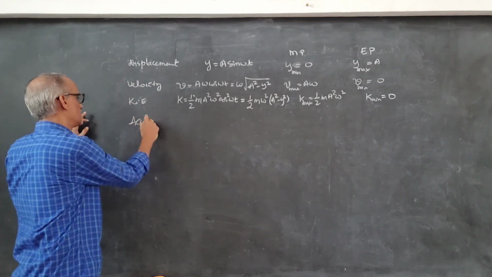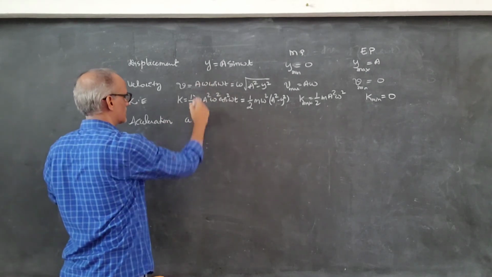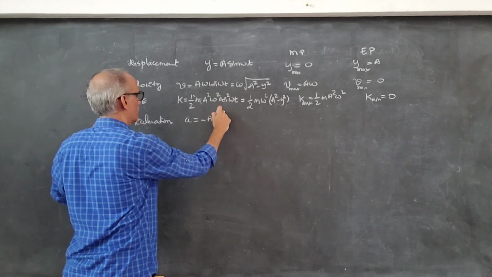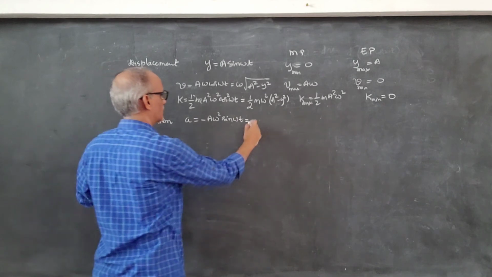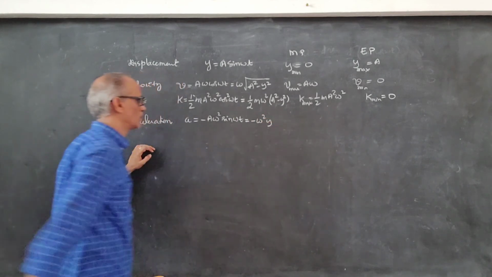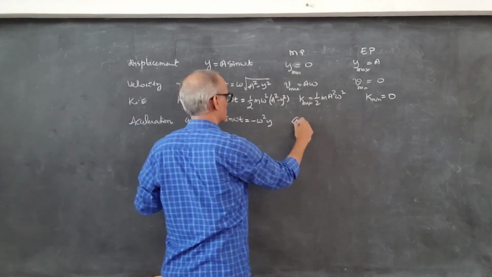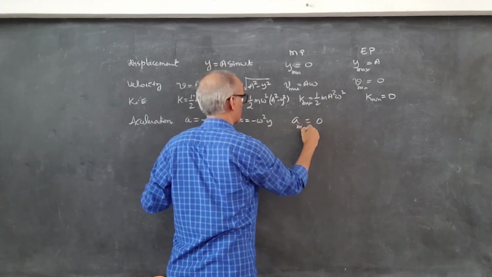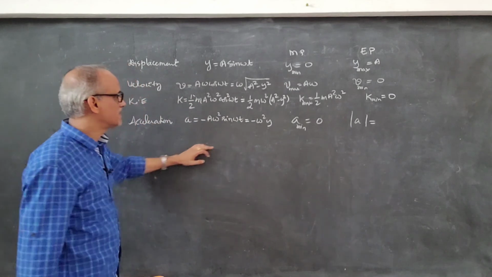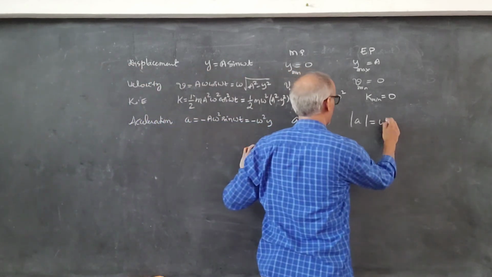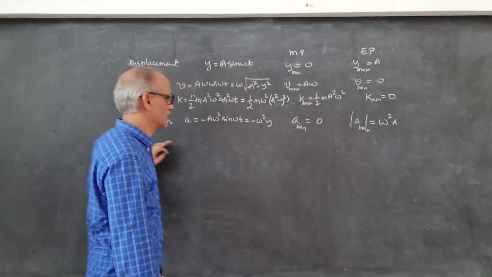Next, we'll see acceleration. Acceleration A is equal to differentiation of the velocity. So I'll get minus a omega square sin omega t, that's equal to minus omega square into y. At the mean position, y is 0, so acceleration is also 0, so minimum. So the magnitude of the acceleration, when y is a, we'll get omega square a. So that's maximum. I've taken the magnitude, that's why we are not using the sign.